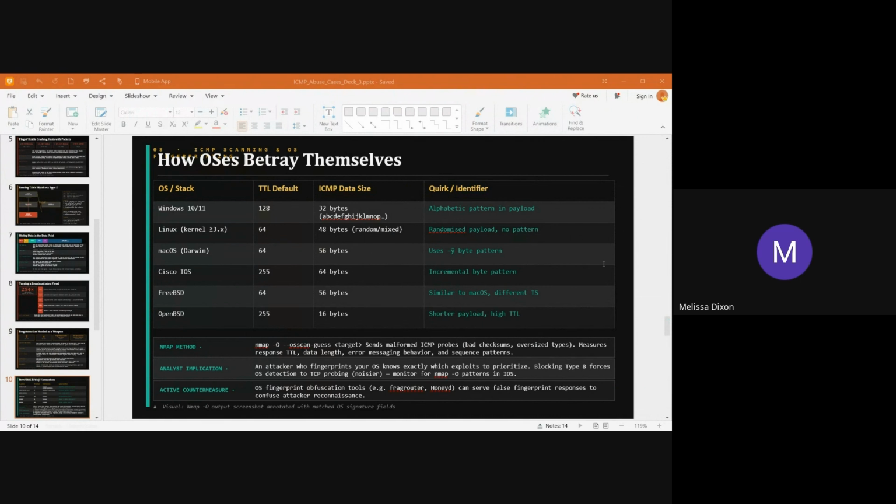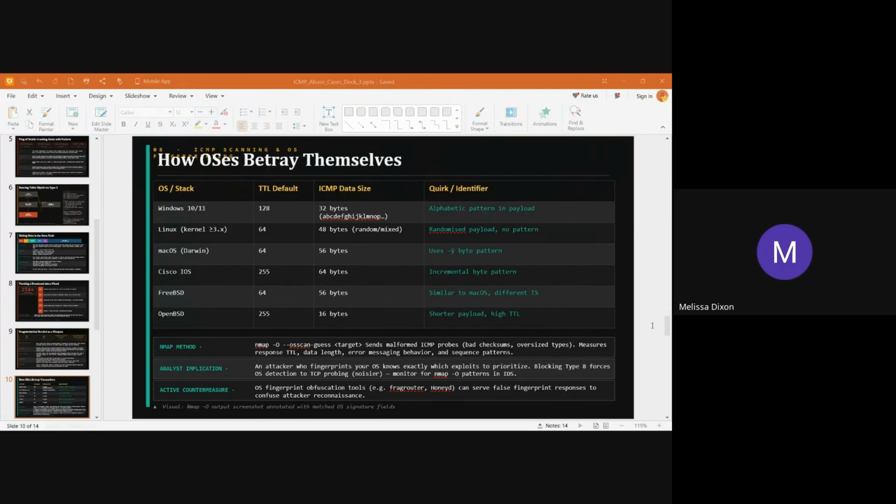Do you know if you can change your operating system fingerprint? Does anyone know if that's possible? Well, you can, because there are tools like HoneyD that serve false responses, or iptables can manage TTL values. Some security products actually randomize ICMP response payloads, but they're rarely deployed, and it's kind of an advanced hardening measure. So you'll learn more about that.